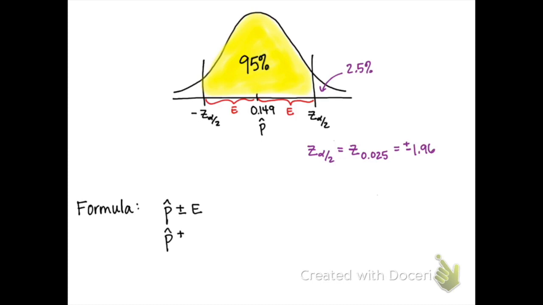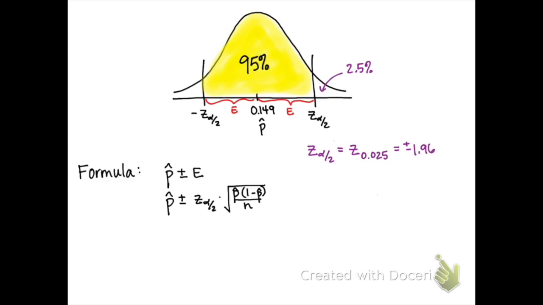The margin of error can be found by taking the critical Z-score and multiplying it by the square root of P hat times 1 minus P hat, all divided by N, where N is the sample size. So for our example, we have P hat equal to 0.149 plus or minus our critical Z-score of 1.96 times the square root of 0.149 times 1 minus 0.149, all divided by our sample size N, which was 7,500.